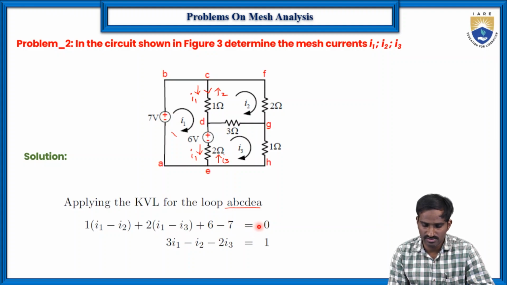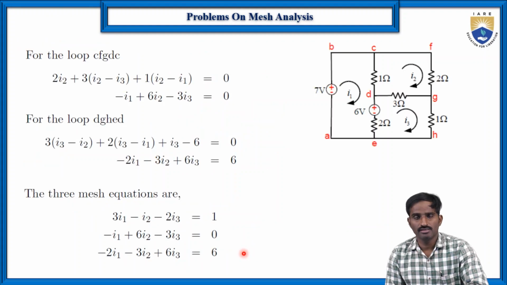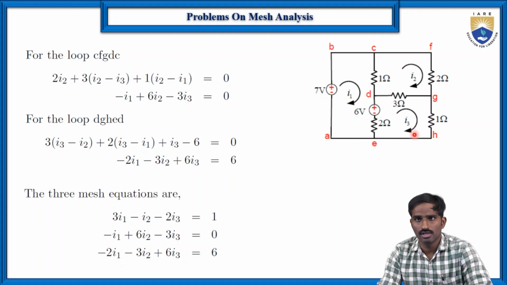Then if you simplify this, 2 plus 1 gives 3 I1, minus I2, and minus 2 I3, which is equal to 6 minus 7, which is minus 1. If you send it to the right hand side, you get 3 I1 minus I2 minus 2 I3 equal to 1. Then similarly, we can apply KVL to the second loop.